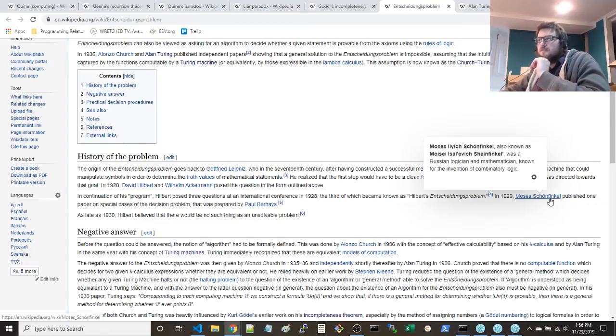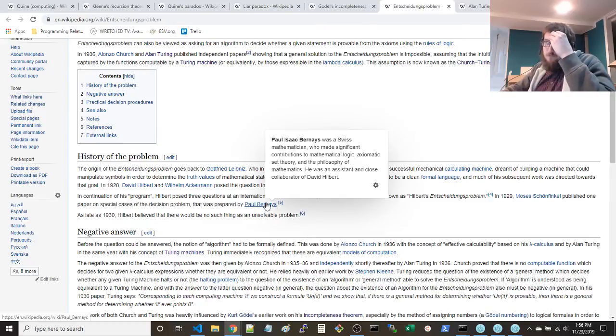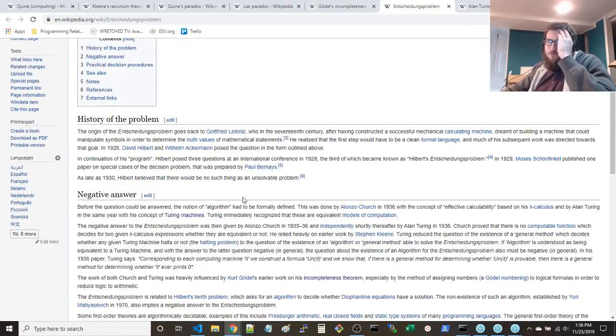Moses Schönfinkel. The Russian. Bernays. Hilbert believes that there would be no such thing as an unsolvable problem. Interesting.